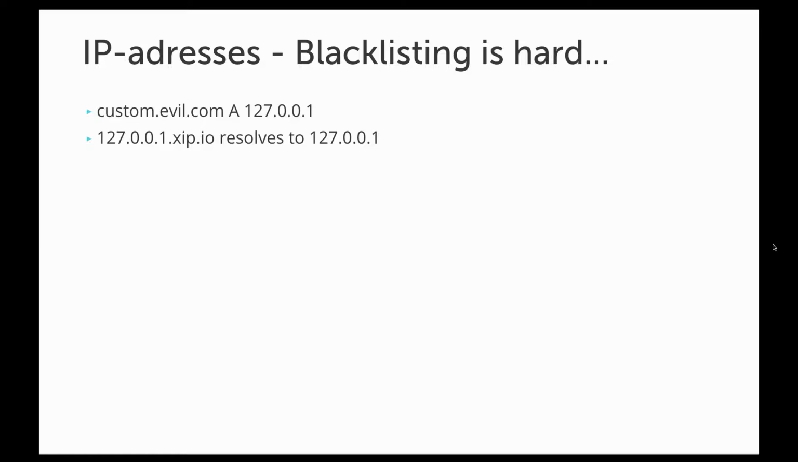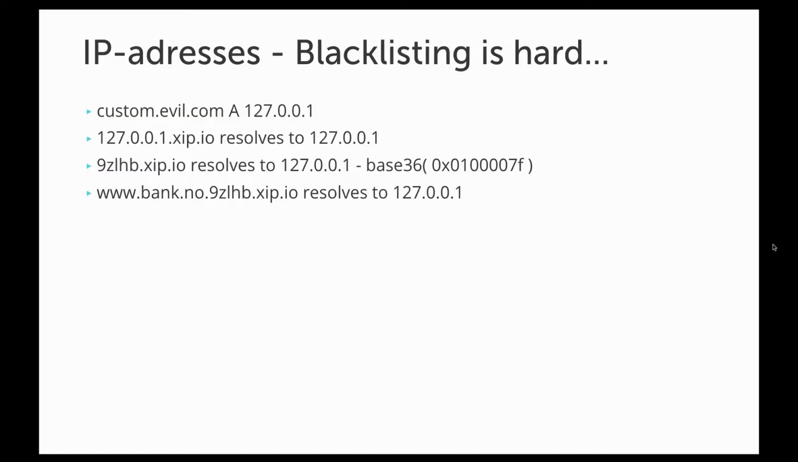So if we do 127.0.0.1.zip.io, it resolves to the IP that we specified in the beginning. To obfuscate it a little bit, we could use base36. So again, it's the same IP, it just looks a bit different. And we can even add stuff in front. So www.bank.no and then this garbage. And it will still resolve to the same IP.